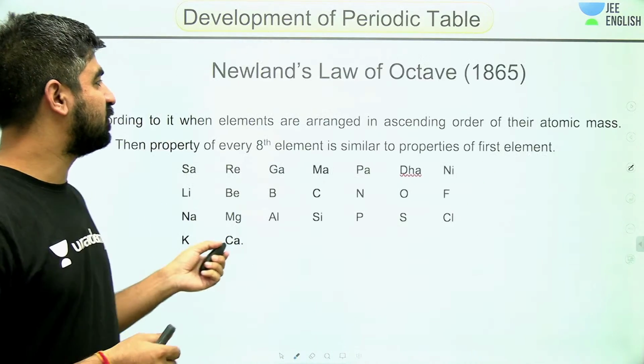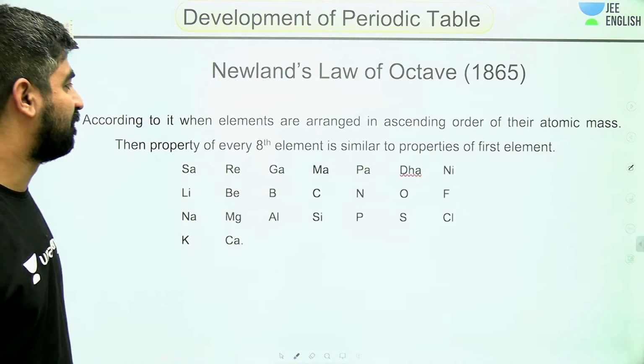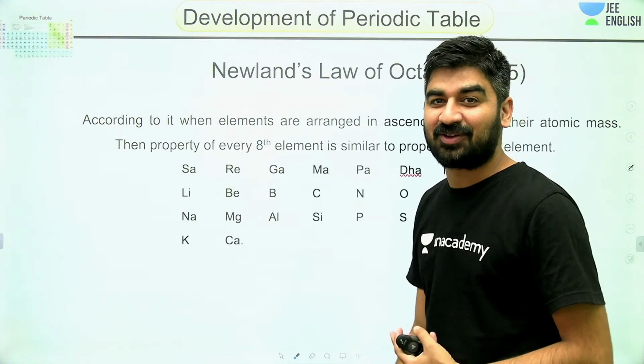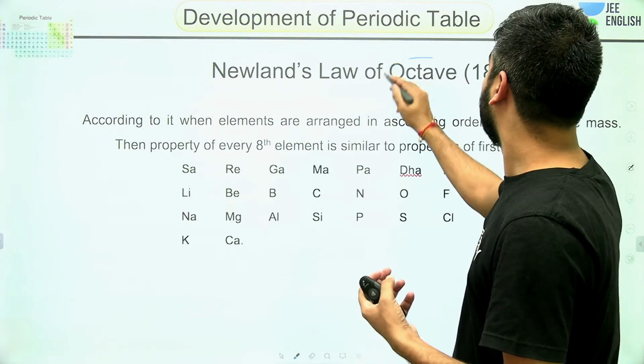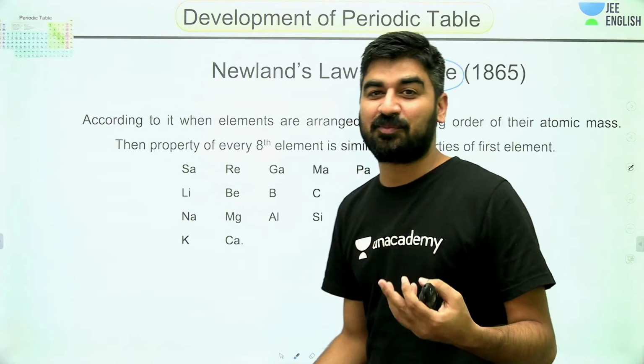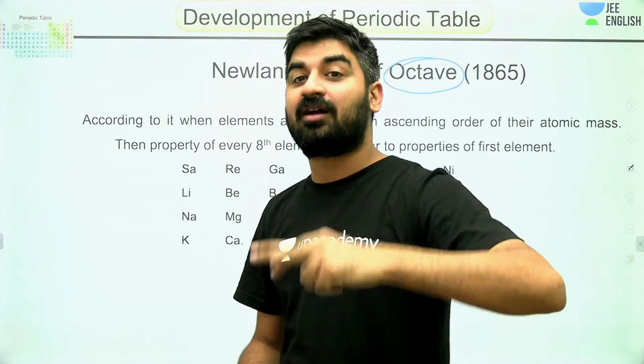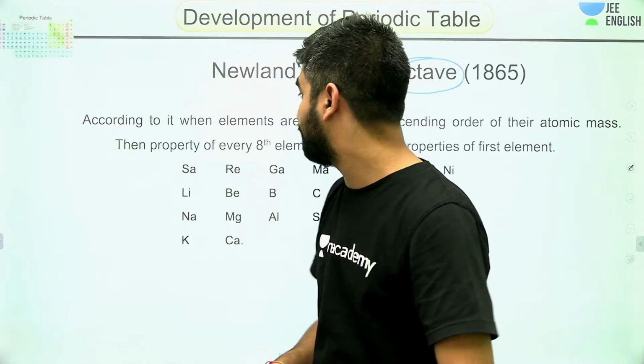Now let's move to the next, Newlands' law of octaves. What was his law? Octaves are there in musical notes. We have sa, re, ga, ma, pa, dha, ni, sa. Sa again repeats. Sa, re, ga, ma, pa, dha, ni, sa.